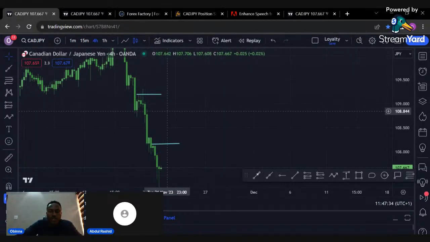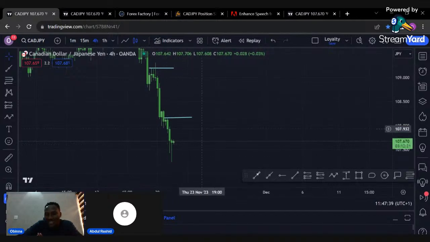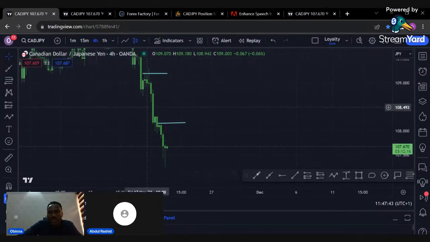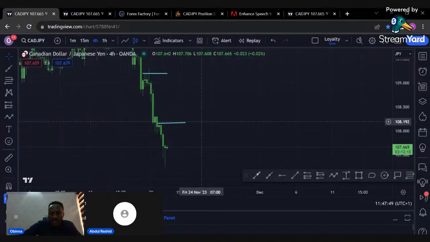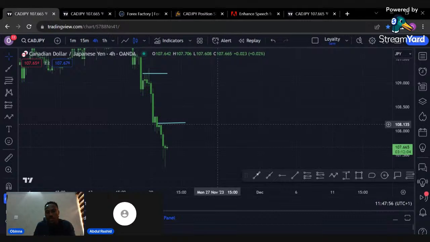So this is CADJPY, the pair that I trade the most. So I'm looking for sales, and that is what I'll be doing today. Now, the second thing after explaining that I'm looking for sales following the structure of the market is that I'm interested in the time frame. So this time frame is the 4 hours time frame. It is my key time frame, my unique way of seeing the markets or following the market. It is what helps me to understand the best way to take trades.